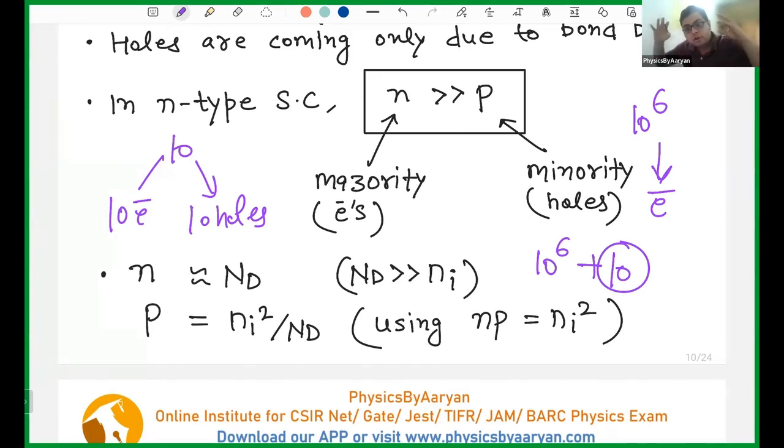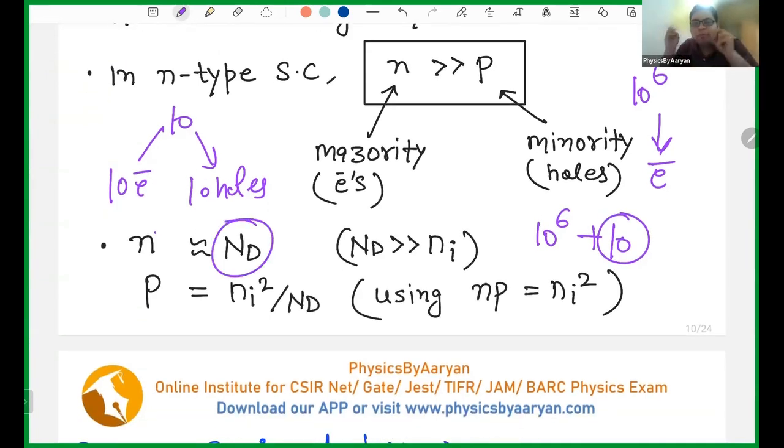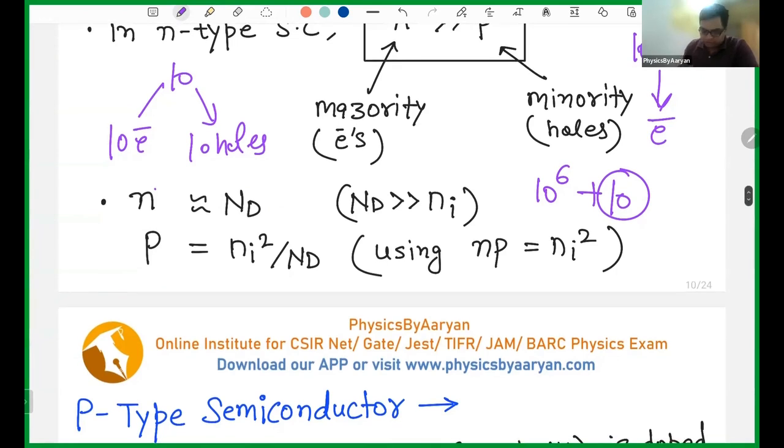So electrons coming because of doping are much more than electrons coming because of bond breaking. So what we say is that your total number of electrons is almost equal to the number of dopant atoms you have added. Do you all understand this point? Your number of electrons will simply be equal to how many dopant atoms you have added, because each dopant atom gives you 1 electron. Do you all agree with me? This is very important.